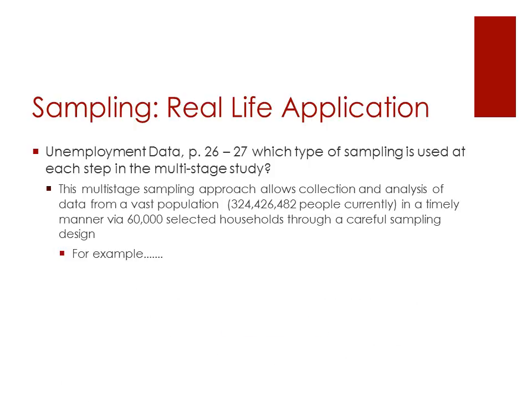So here, what we're looking at is a multi-stage sampling approach, which is where you use several different types of sampling at each level to collect and analyze data from a very vast population in a timely manner. So they get all the way down to 60,000 selected households through careful sampling design. And this helps us learn some very important information.